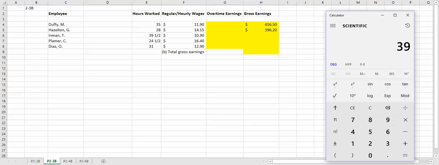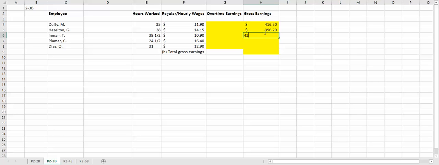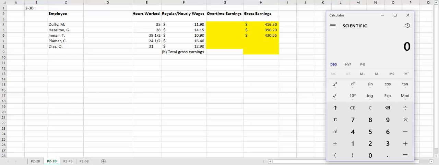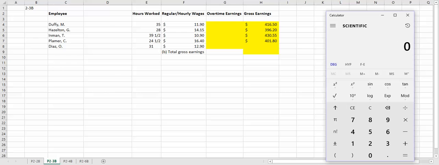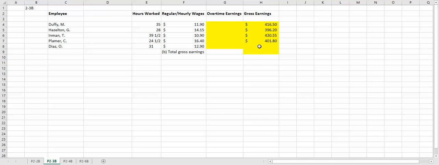So we're going to take 39.5 hours times $10.90. So it's $430.55. And again, we're just going to complete the same process. And then for the last problem, it's 31, $399.90.